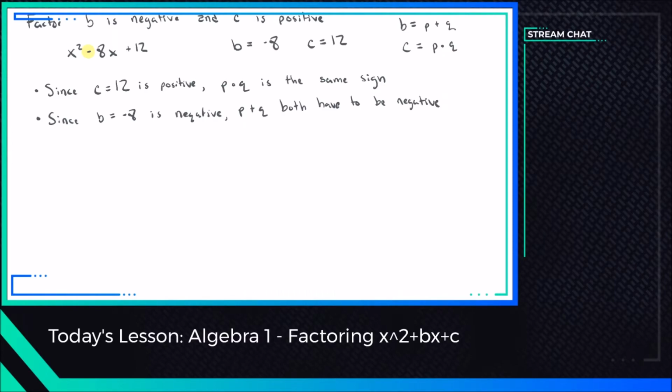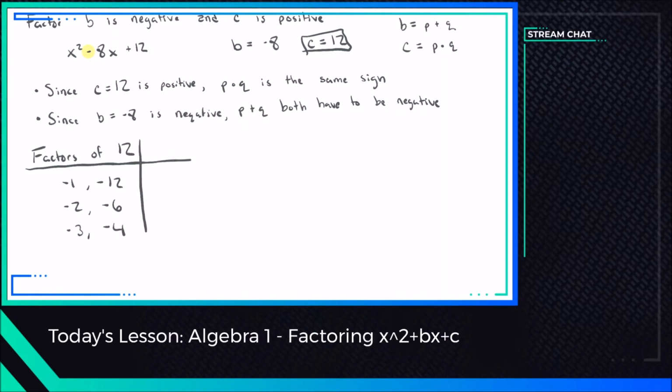So the only difference that we're going to do now is when we list our factors, we're going to list out the negative factors. And so if we want to list out the factors of 12, we can have negative 1 multiplied by negative 12, negative 2 multiplied by negative 6, negative 3 multiplied by negative 4, and that's about it.